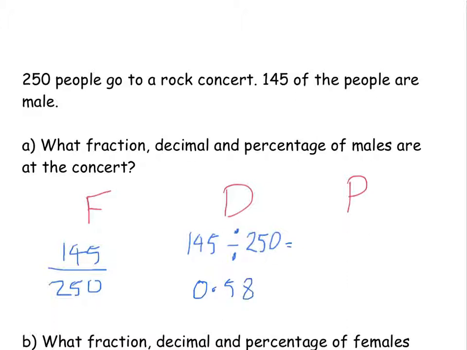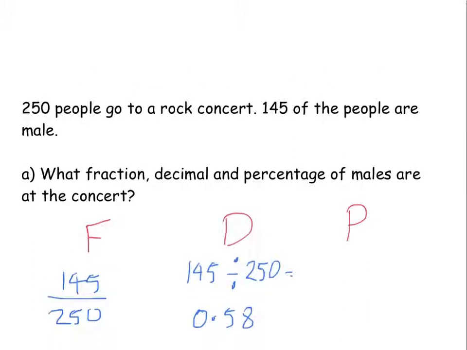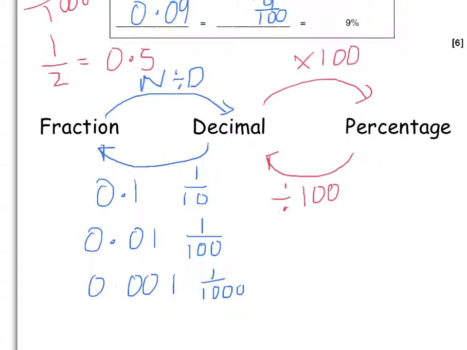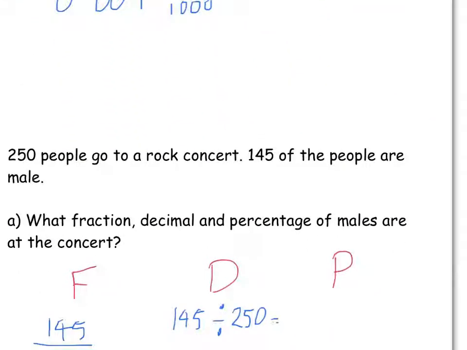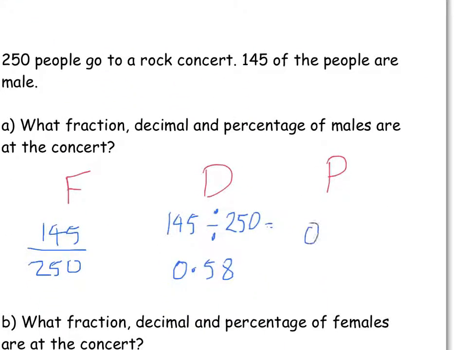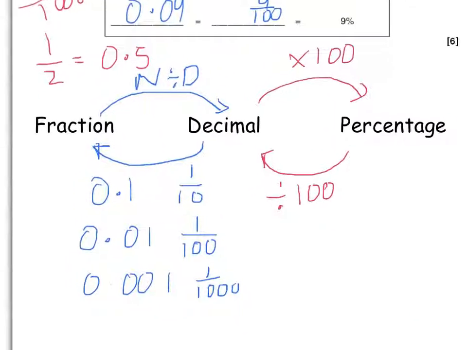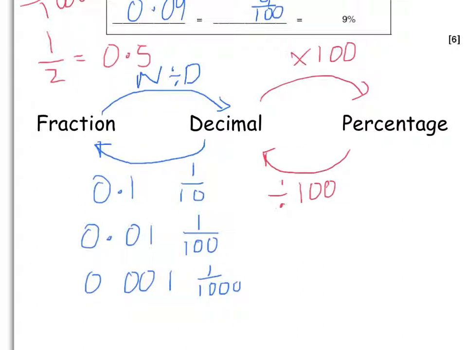And finally, to get from a decimal to a percentage, we have to do times by 100. So we're going to take our 0.58 and times it by 100. And that gives us 58%. And really, this is the real key thing to this video, is trying to remember this flowchart and how to convert from a fraction to a decimal to a percentage, and then to work backwards.